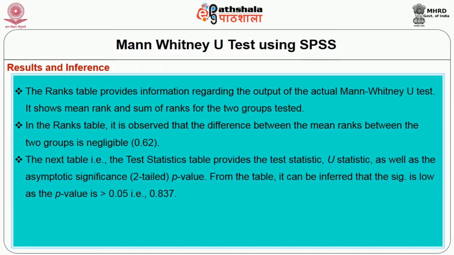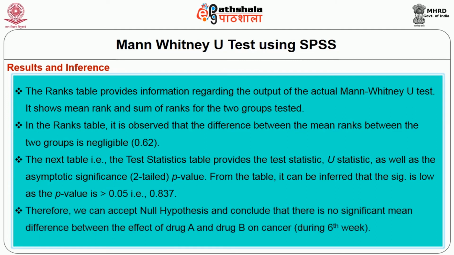The next table, that is the test statistics table, provides the U statistic as well as the asymptotic significance p-value. From the table, it can be inferred that the significance is low as the p-value is greater than 0.05. Therefore, we can accept the null hypothesis and conclude that there is no significant mean difference between the effect of drug A and drug B on cancer condition after 6 weeks.